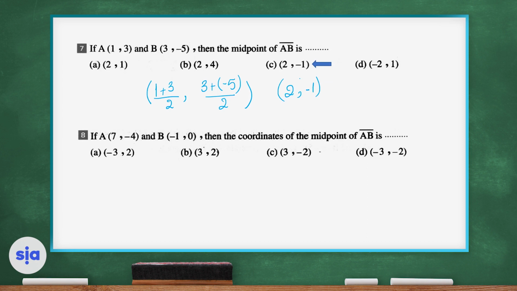Question 8, if A and B have the given coordinates, then the coordinate of the midpoint of AB is what? We're going to do it the same way. The midpoint of AB has coordinates of the x's plus each other over 2 and the y's plus each other over 2. If you do your calculations, then the right choice will be choice C.